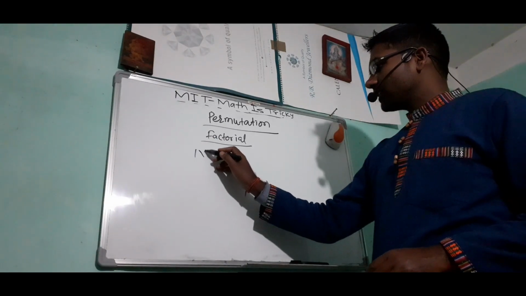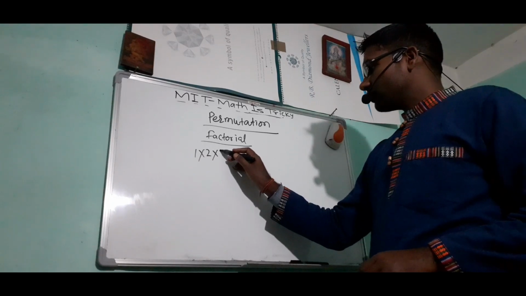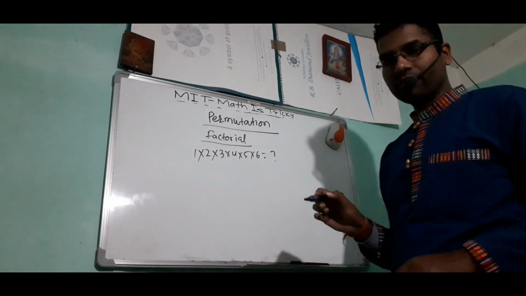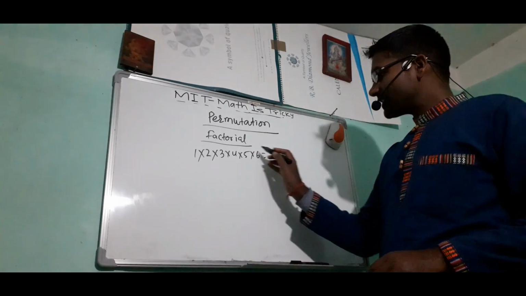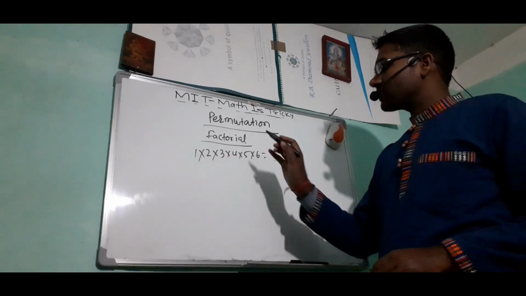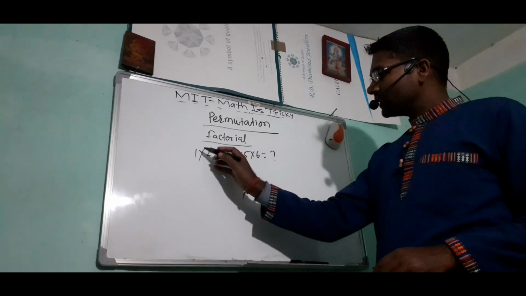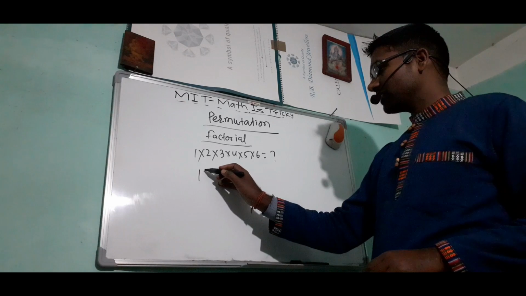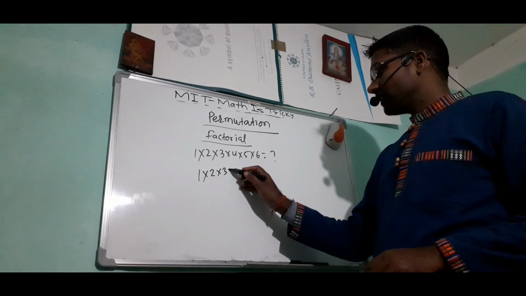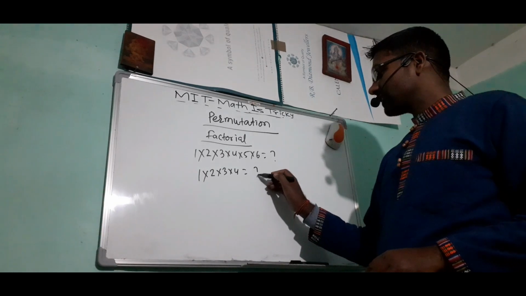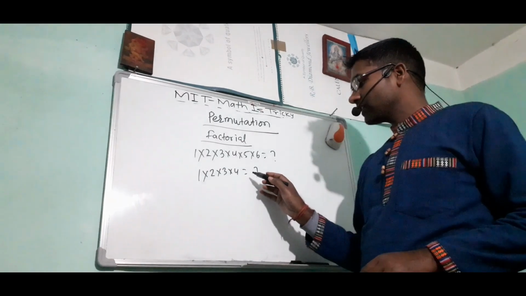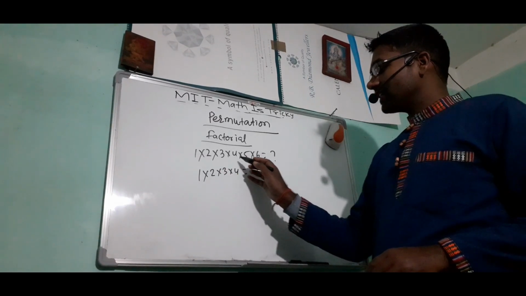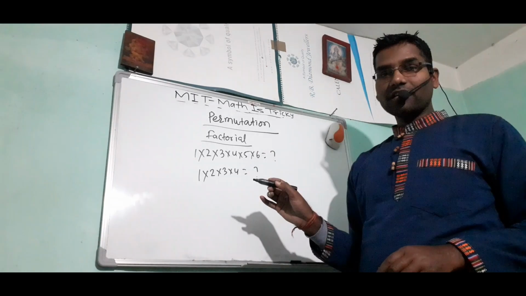Suppose we are given 1 into 2 into 3 into 4 into 5 into 6. Can we have a symbol to represent this in a shortcut? Can we write this in a very short way? Let's see one more example: 1 into 2 into 3 into 4. Can we use any symbol to write this in short?